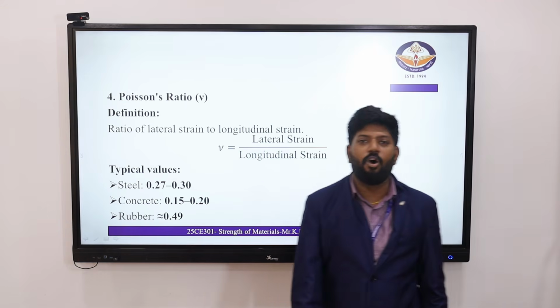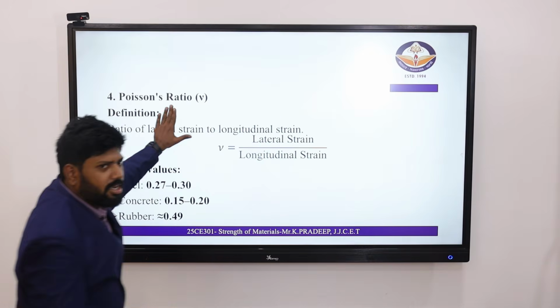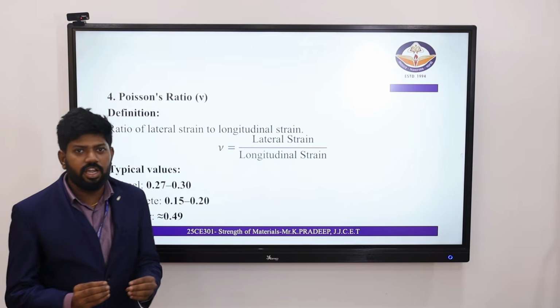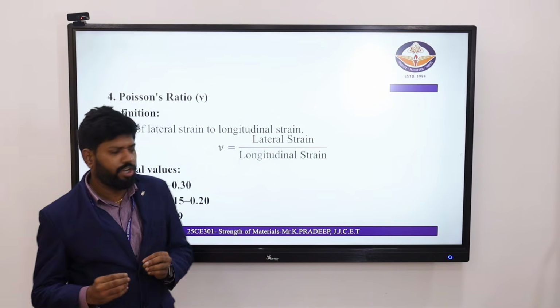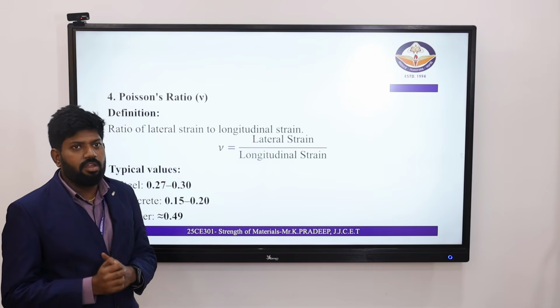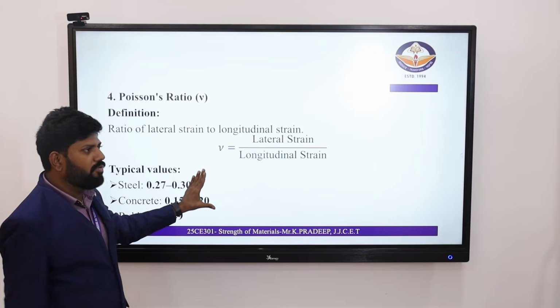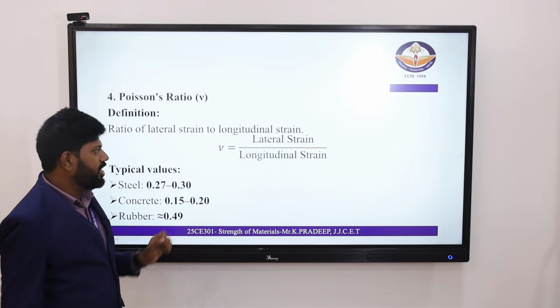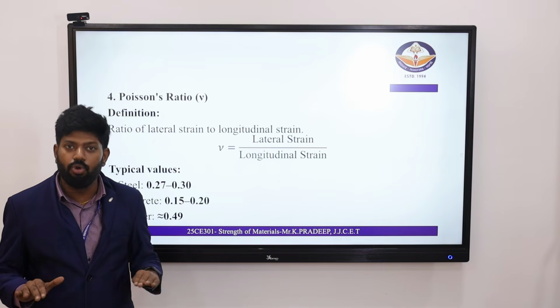Next one is Poisson's ratio. This is an important concept that we have to know. What is meant by the term Poisson's ratio? Poisson's ratio is defined as the ratio of lateral strain to longitudinal strain. Longitudinal strain has another name, linear strain. So if we find the lateral strain and longitudinal strain of a material, we can find out the Poisson's ratio. Then what will be the Poisson's ratio unit? Poisson's ratio has no unit.